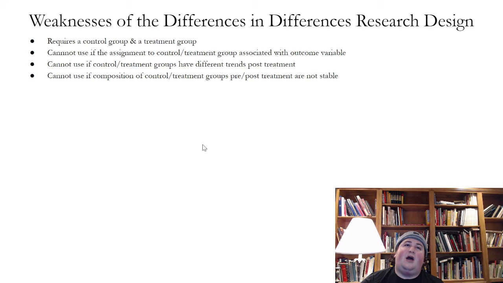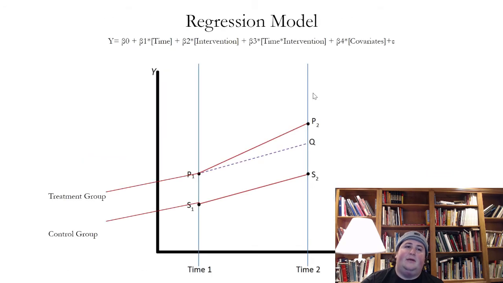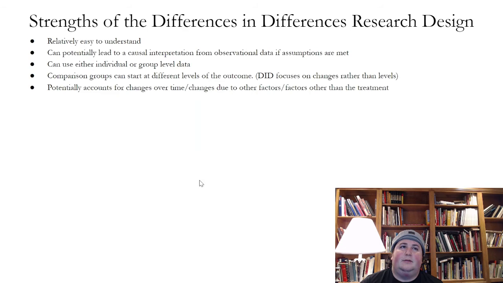You cannot use it if the composition of the control and treatment groups pre- and post-treatment are not stable. This means that these groups have to stay consistent: the control group has to stay within the control group pre and post treatment, and the treatment group has to stay within the treatment group. This would obviously be a problem if there was spillover between the groups, or if the groups were going to change for some reason.